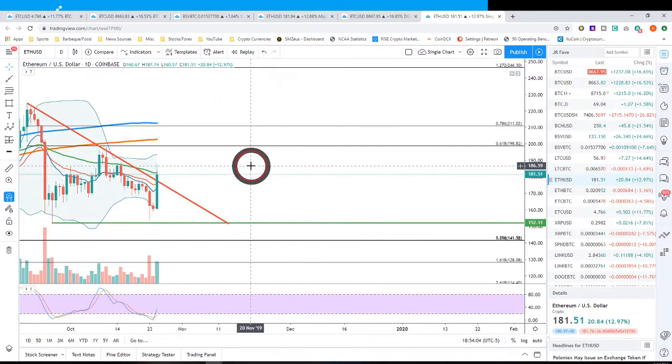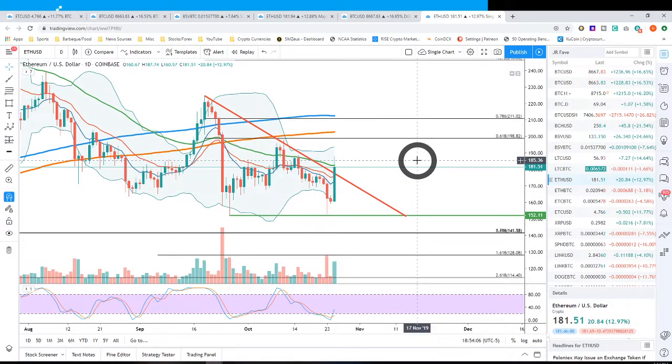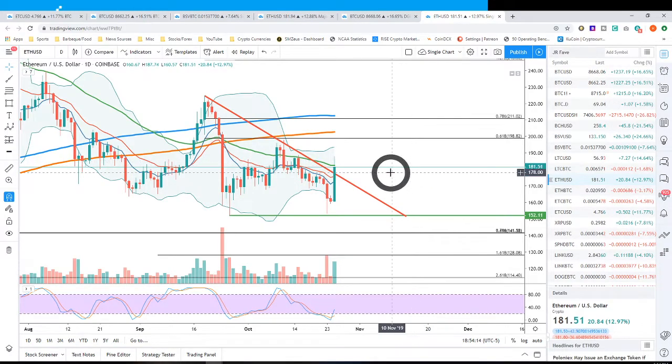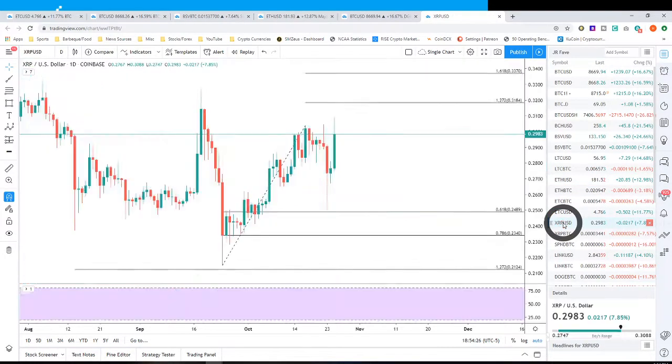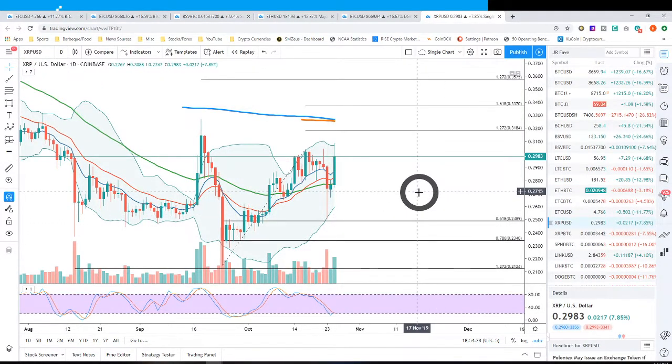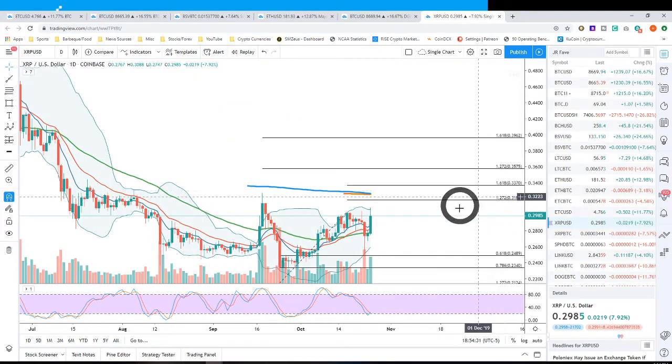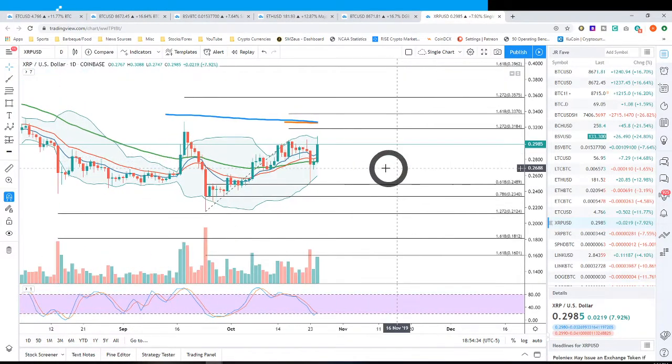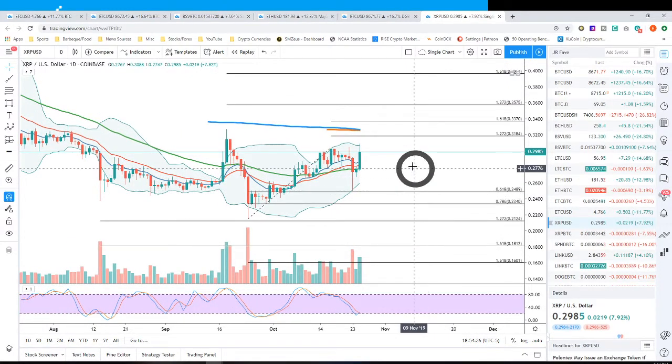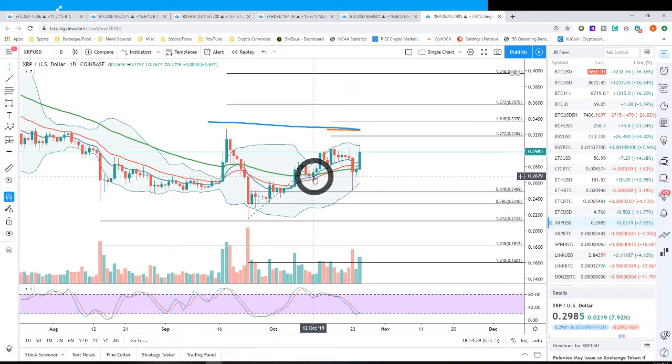All right, so let's see, where did we leave off? Ethereum. All right, let's go look at some other stuff. XRP, same kind of thing. Let's look at this. Talked about this one earlier on the earlier live stream.